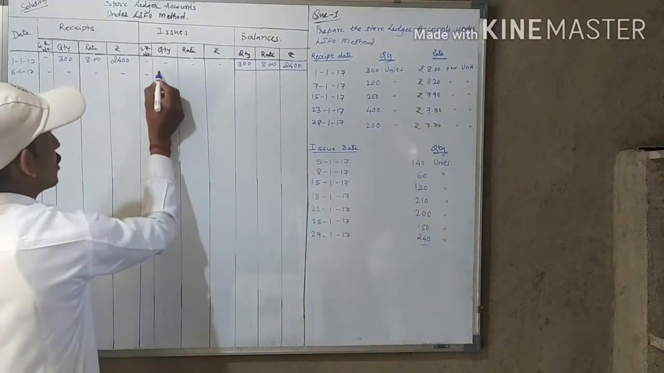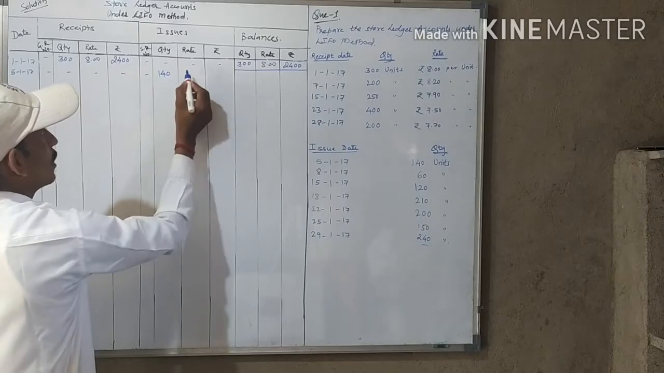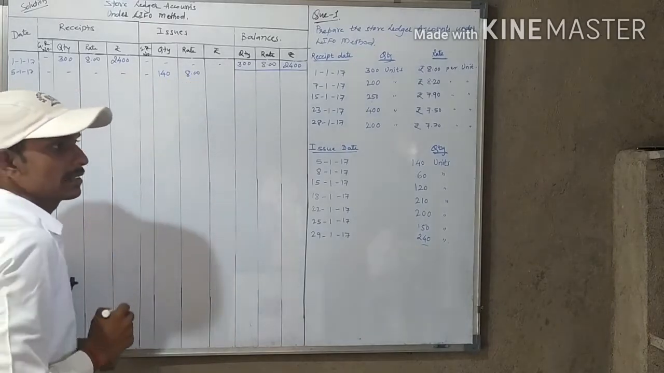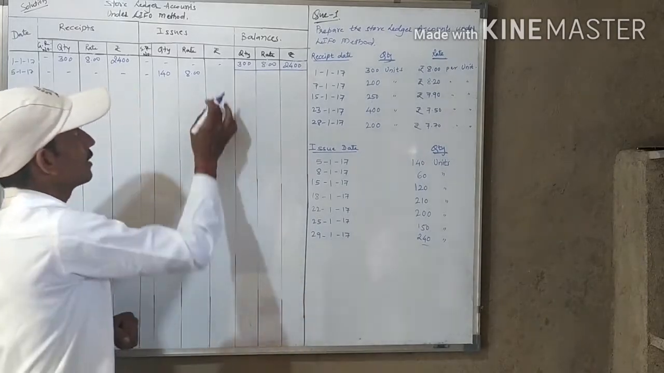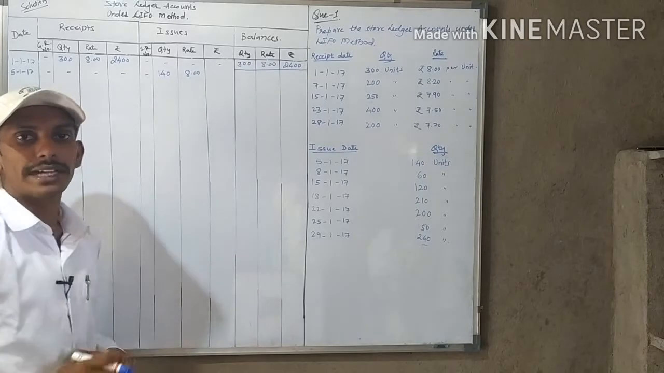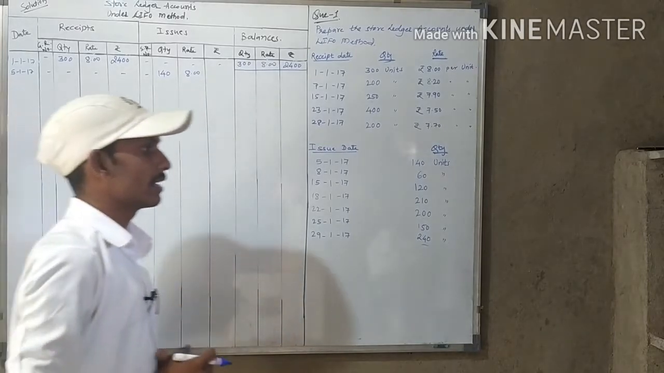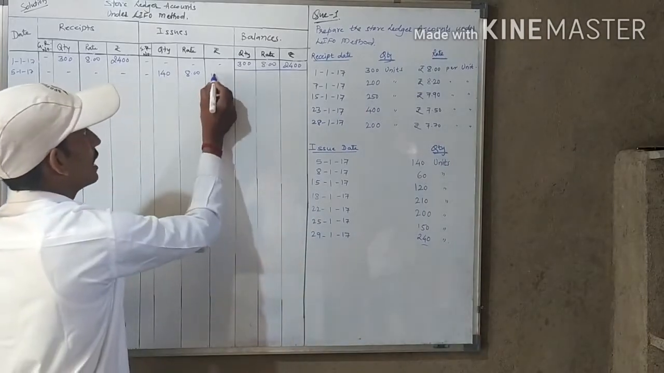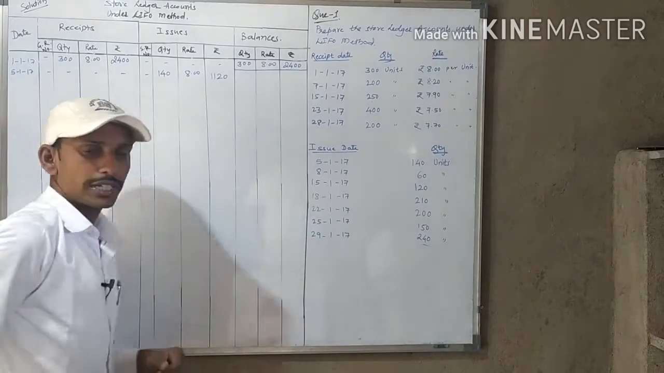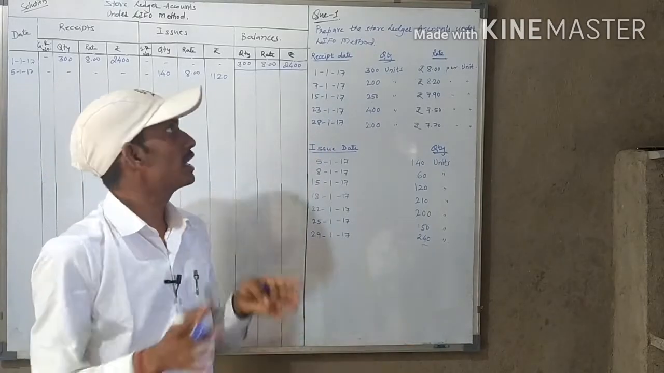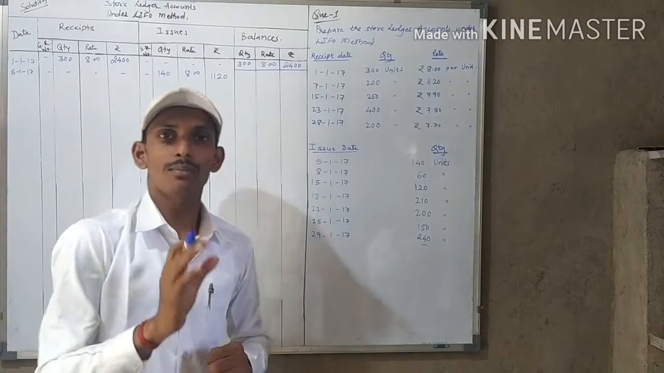So here we'll issue 140 quantities, and the rate of those 140 units is 8 per unit. You can calculate the value: 140 into 8. I already have the answer with me: the answer is 1120. Again, on the 5th no other transaction has happened, so we have to close the books of accounts.